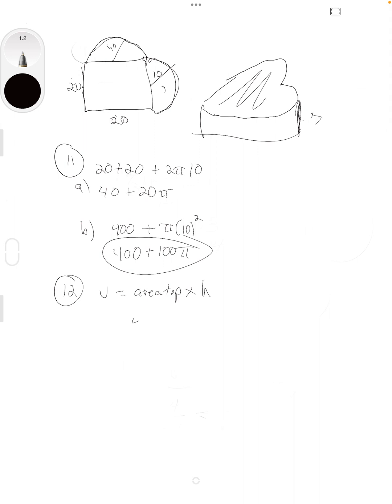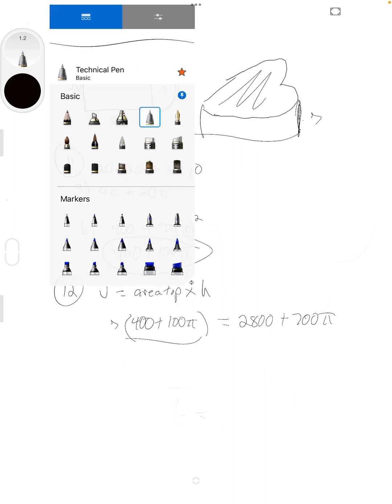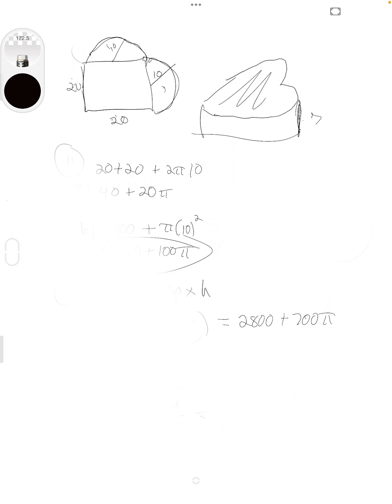Well, it's the area of the top, then 400 plus 100 pi times 7, which is 7 times 4 is 28, so 2800 plus 7 times 100, which is 700 pi. That's the answer. Or you could leave it like that. That would be fine too. And that's number 12. New page. Number 13.